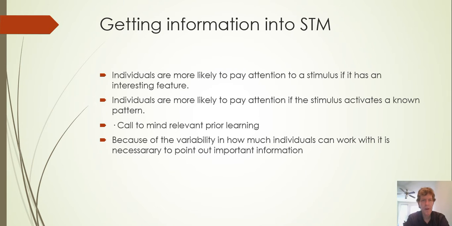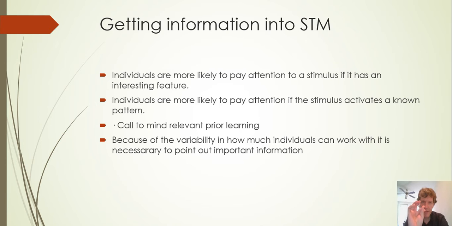We have to get information from sensory memory into short-term memory. Individuals are more likely to pay attention to a stimulus if it has some sort of interesting feature, if we're interested in what we're reading, or if it's colorful, or if it's memorable. Individuals are more likely to pay attention if the stimuli activates some known pattern. Known patterns: circles, squares, things that we find visually appealing. There's a call to mind relevant to prior learning. Because of the variability in how much individuals can work with, it is necessary to point out important information.